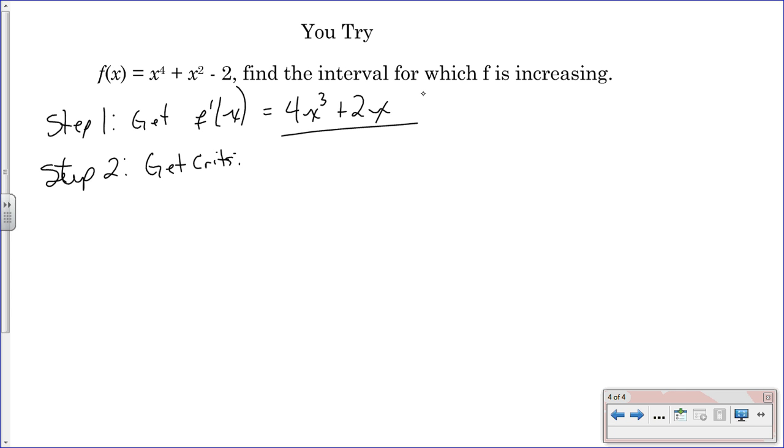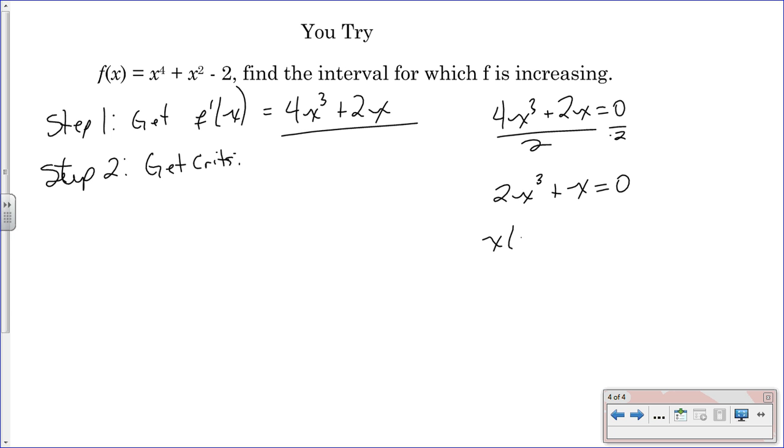All right, so we don't have to worry about does not exist. We don't have to worry about endpoints. So all we have to do is set f prime of x equal to 0. So 4x cubed plus 2x equals 0. You can divide both sides by 2 to get 2x cubed plus x equals 0. Factor out an x, x times 2x squared plus 1 equals 0.